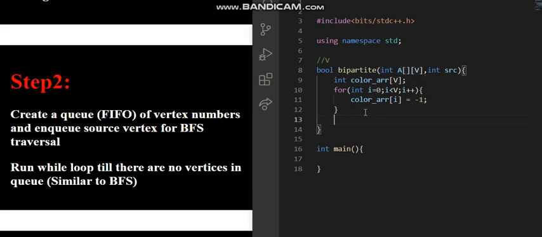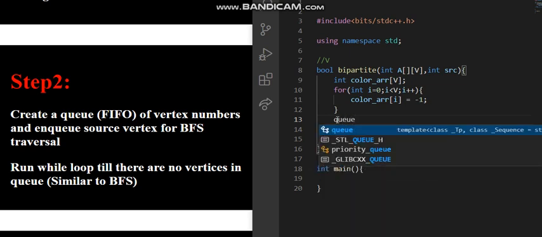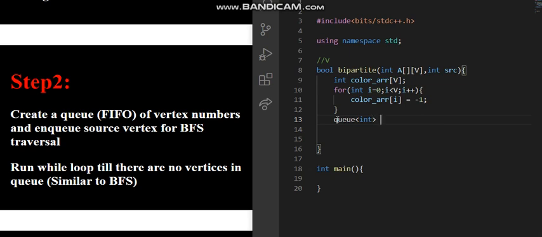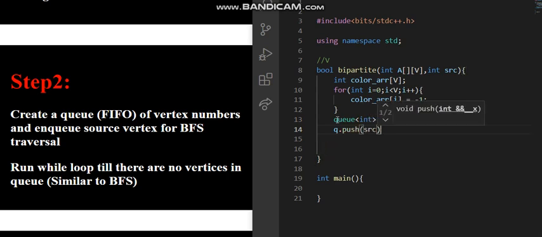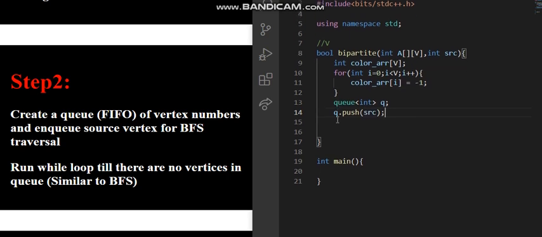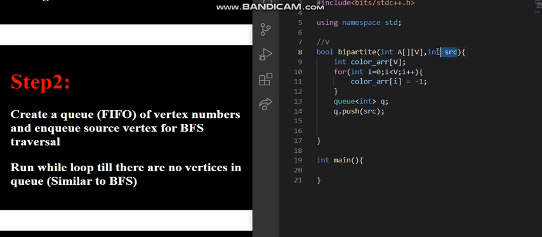Now this is the second step. We have to create the queue. This is the syntax for creating a queue, and we'll take the variable as queue, and we'll push the source vertex. Source vertex means from where we want to start. This is also taken from the main function.